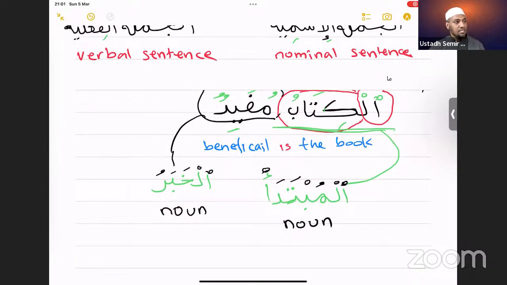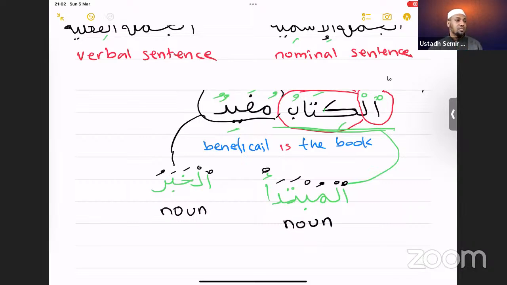So the basic structure for an Arabic nominal sentence is this. The first word has to be a definite noun, and the second word has to be an indefinite noun. And how do you make a word definite? For simplicity, you can say one of two things. Either add alif lam at the beginning, say al, and then put the noun after it, or make that noun a label, an alam, like the name of a person.